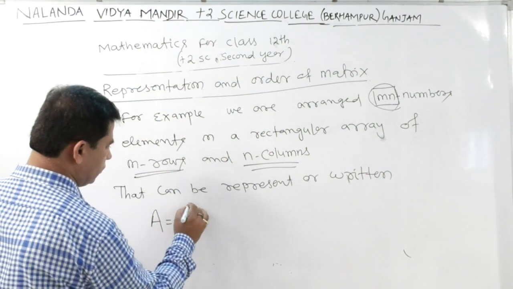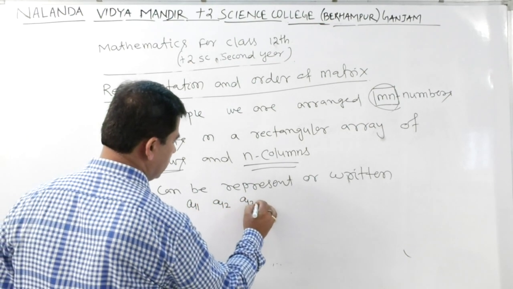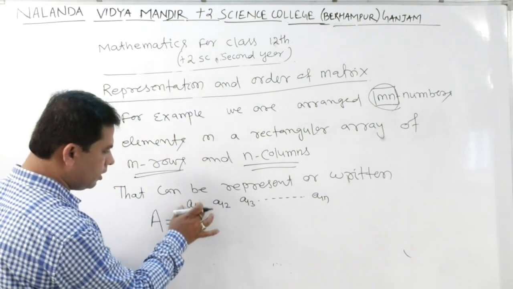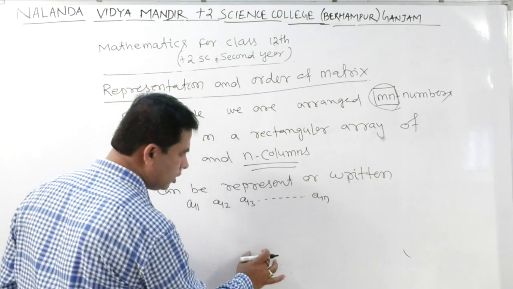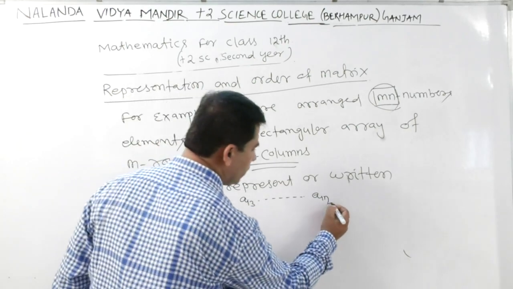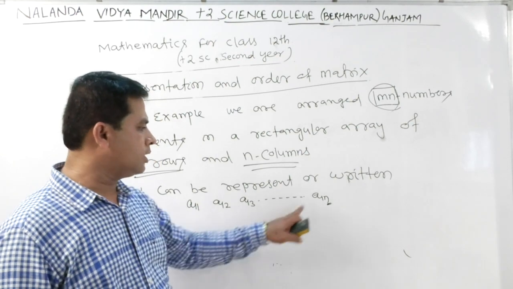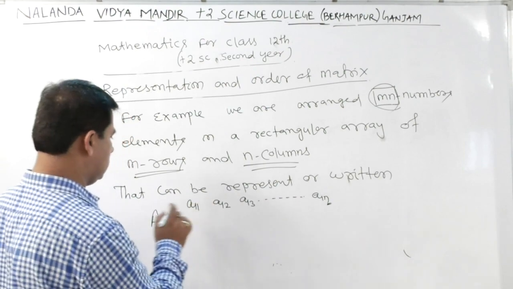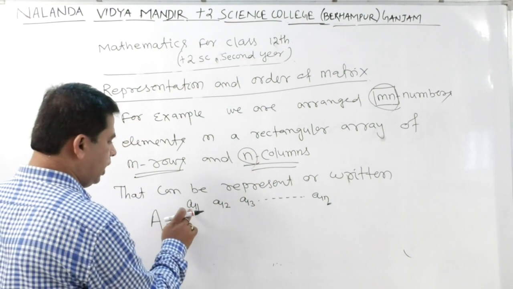A is equal to A11, A12, A13, A1n. That means this is our first column, this is our second column, this is our third column. Here you can write n. Therefore this indicates in this matrix this is our nth column. Now we consider the matrix having how many columns? N columns.